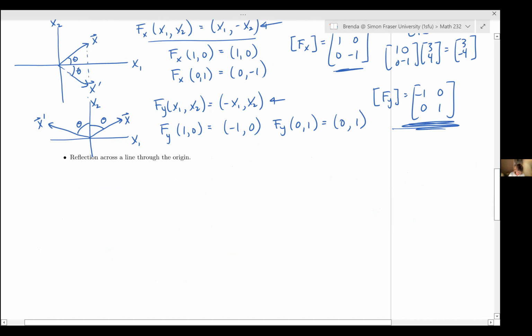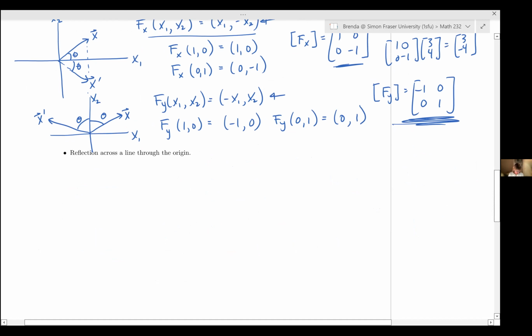Okay, here comes the complicated one, reflecting across a line through the origin. This is more complicated to see. I'm going to draw a picture and then I'm going to do an example. Okay, so because I'm going to use a particular example, I'm going to draw a particular line. So let me just draw this line, x1 plus 3x2 equals 0. What line is that? That one is 3x2 is equal to minus x1, x2 is equal to minus 1/3 x1. Okay, so it's a line with a negative slope.